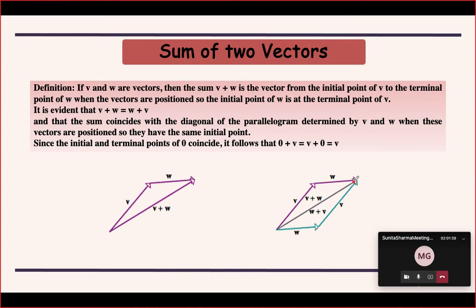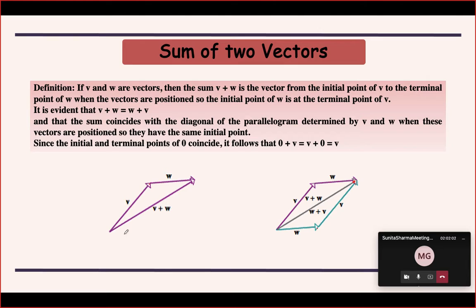Like if the length of v vector is 2 and the length of w vector is 3, it doesn't mean that the length of v plus w will be 5, right? No, you will have to use the expression of the vectors to find the actual length.